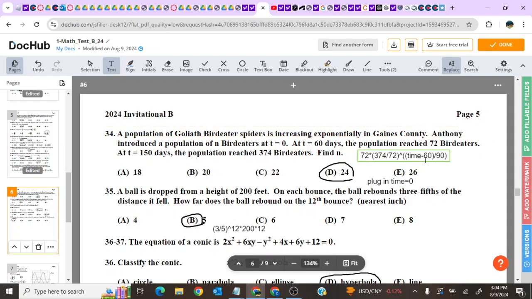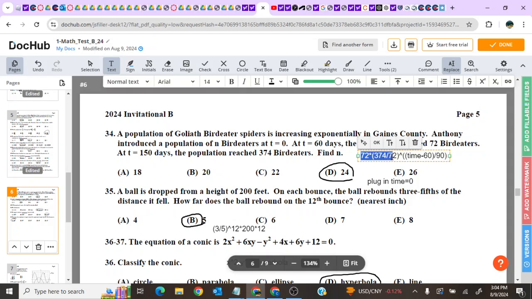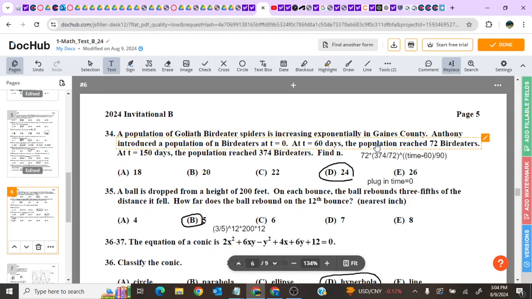So once we've made that equation, we can plug in time equals 0 and get a value of 24 for N. And I guess on the other side, if you plugged in 150, this will get you an exponent of 1, and 374 over 72 powered to 1 is the same thing. So you're just doing multiplication at that point. That's kind of where it's derived from.